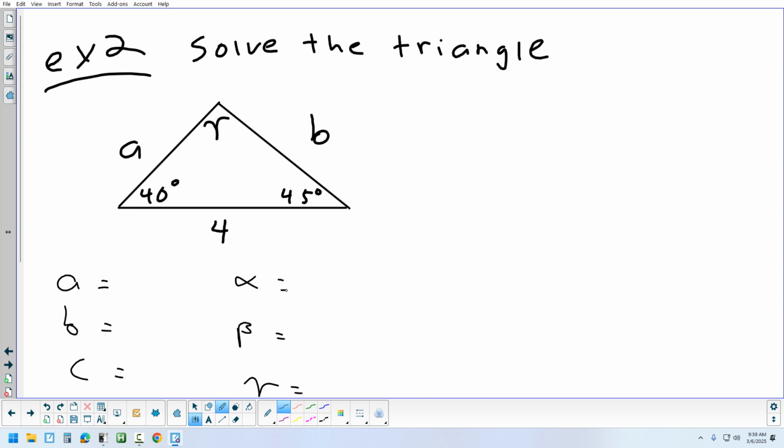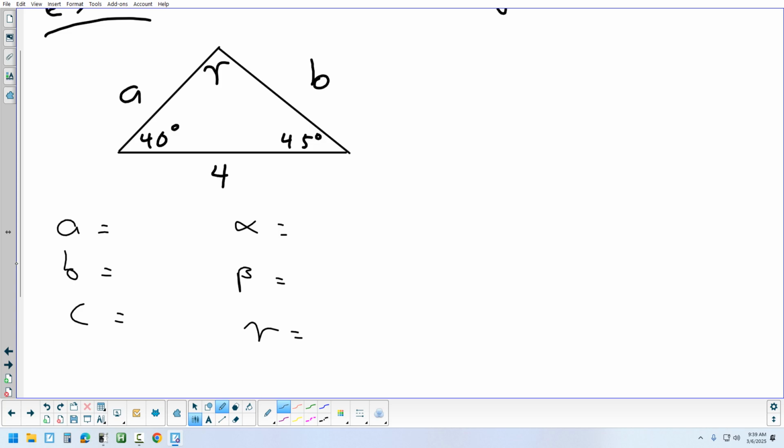Do we know A? No. Do we know B? No. Do we know C? Yes. What's C? 4, because it's across from gamma. Do we know alpha? Yes, 45. It's across from A. And do we know beta? Yes. How much? 40.